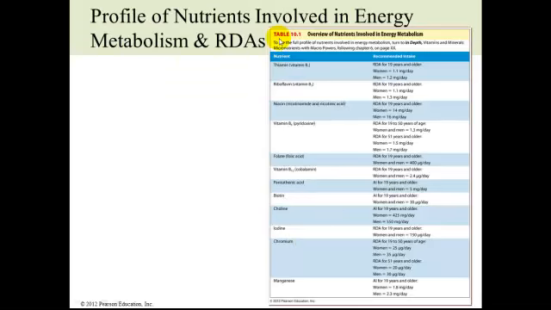This list, table 10.1, is in your book, and it lists the RDA for some of these different nutrients. The first few that we're going to talk about are our B vitamins. Then we'll talk about some of the minerals involved. This table will be very important for one of the later assignments.